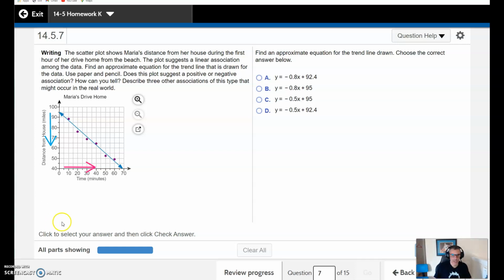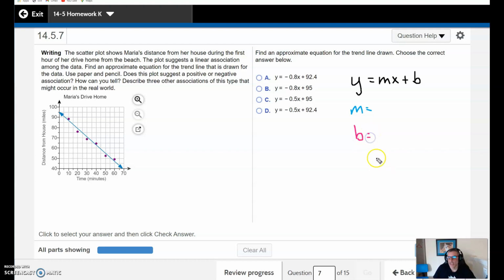All right. They want us to find an approximate equation. That's important, that it says the word approximate. Find an approximate equation for the trend line. And does this suggest positive or negative association? How can you tell? So we want to find an approximate equation for the line. Just like before, we know that our equation is going to be in y equals mx plus b form. And we know that we need to find the slope and we need to find the y-intercept.